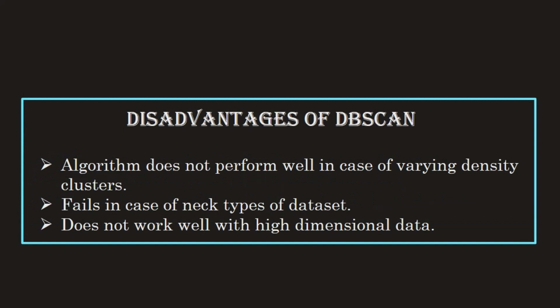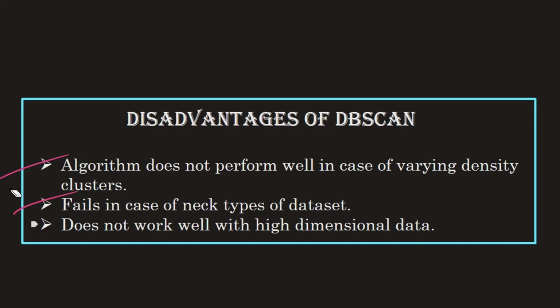Talking about the disadvantages, the algorithm does not perform well in case of varying density clusters. So let's say you have different clusters in your data set where you have too much variance in the density. In the first cluster, you have too many data points, like more than 50, 60, 100. And in the other cluster, let's say you have only 5 or 10 data points. Then it will tend to identify the cluster with low density as the noise or outlier.